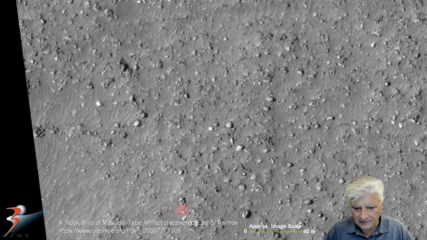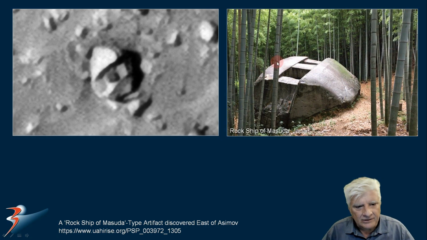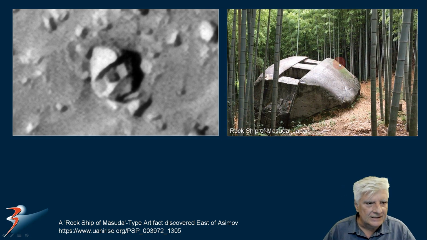To the bottom left, we've got a rather strange object as well. It's got this rounded part on the left, and then these strange rectangular parts to it there in the center, and then a rectangular part on the right. And I compare it to the rock ship of Nasuda in Japan. A rounded part, the 3 rectangular parts in the center, and then the straight back part.